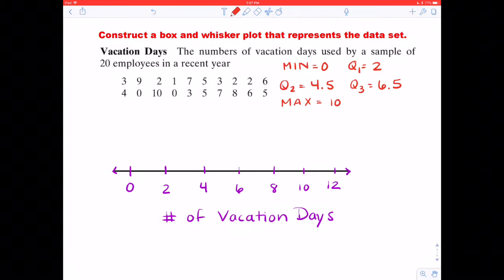So notice what I did. I came down here to my number line. I defined a scale. I went by 2s, making sure that I at least went from 0 to 10. And then I'm going to plot the 5-number summary above that number line. Okay, so I'm going to put a point here at 0. I'm going to put a point at 2 because that's Q1. I'm going to put a point at approximately 4.5. That's Q2. And then 6.5 is Q3. And then my maximum is out here at 10.